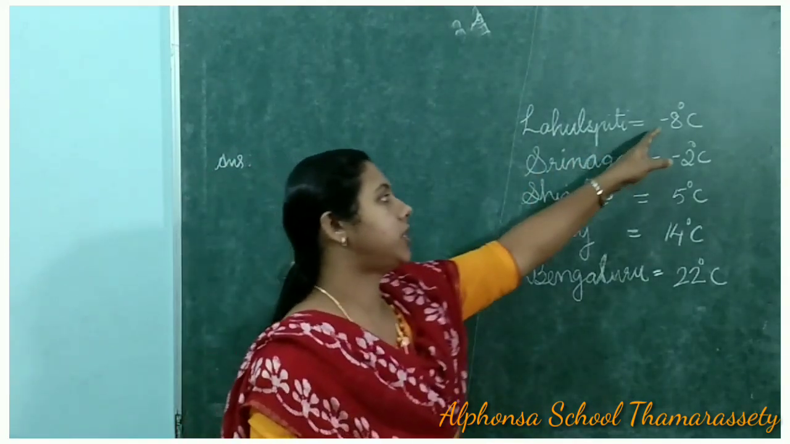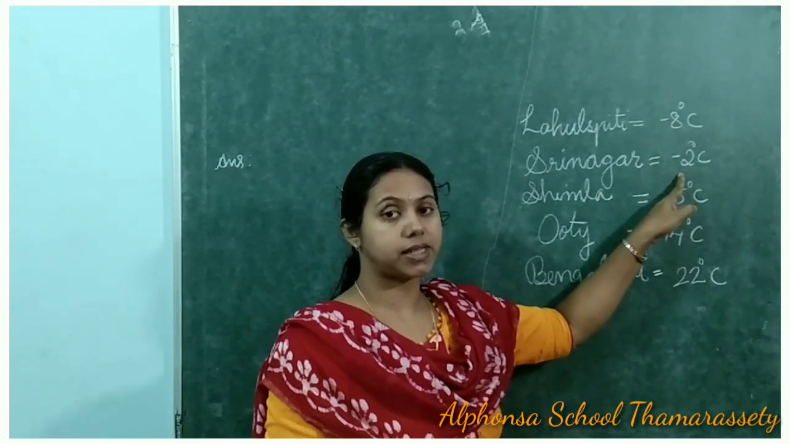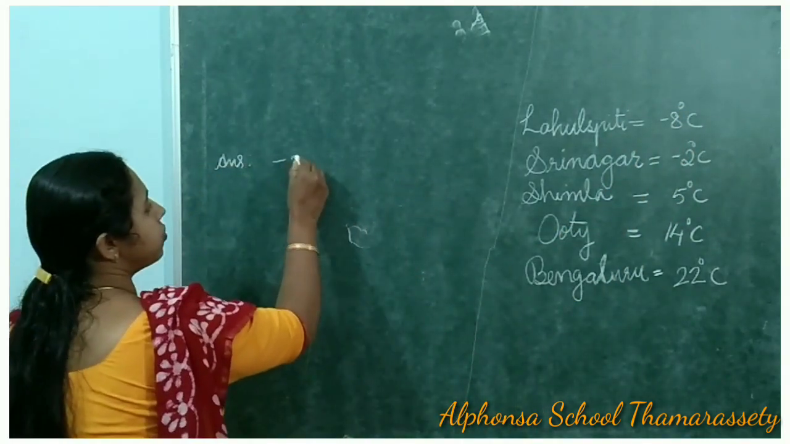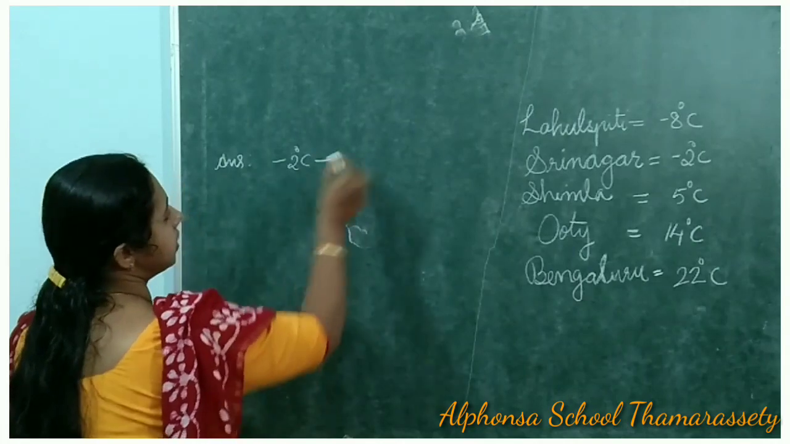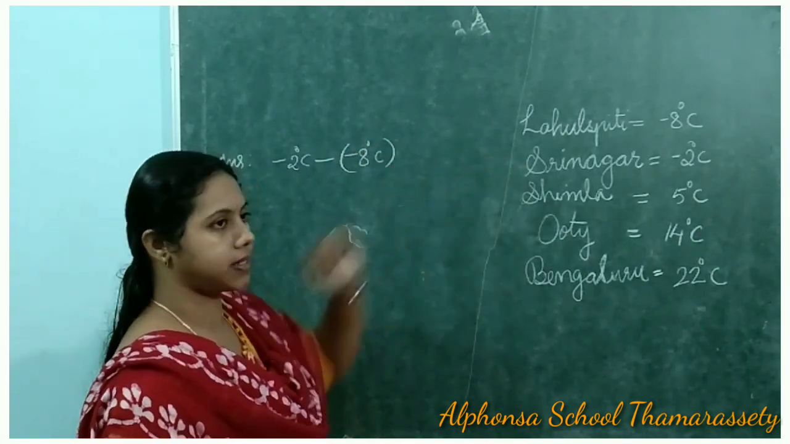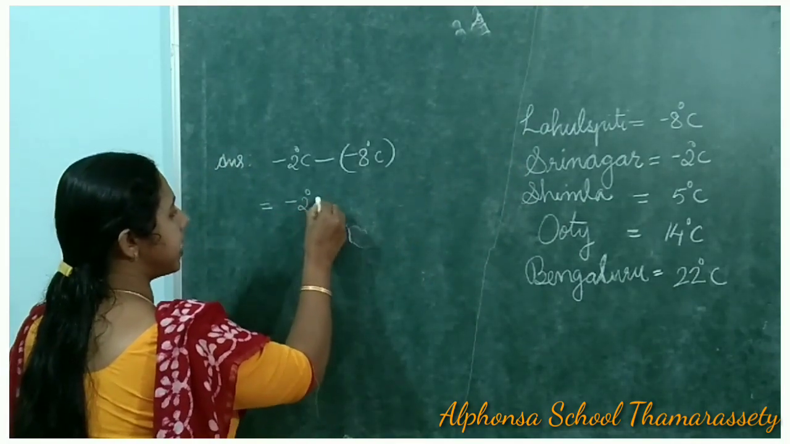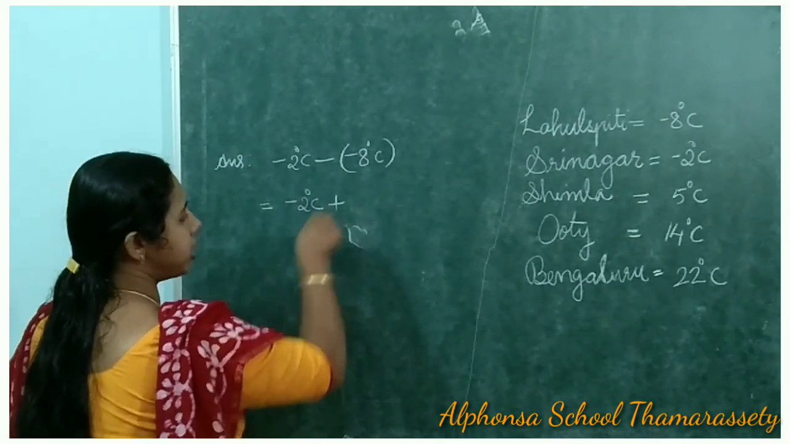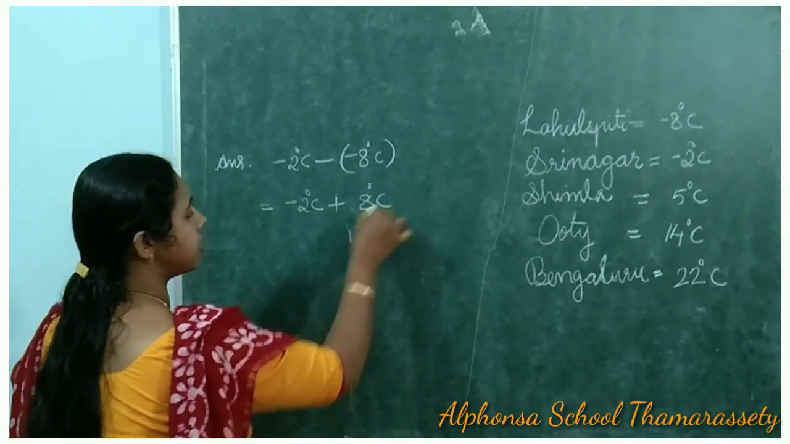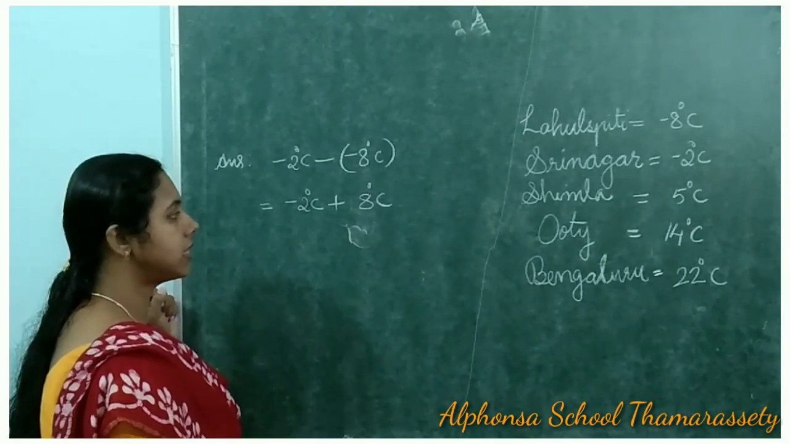In these, which is the greatest number? Yes, minus 2 is greater than minus 8. So minus 2 degrees Celsius minus 8 degrees Celsius, the difference between these two places, is equal to minus 2 degrees Celsius, subtraction changed to addition, the additive inverse of minus 8 is positive 8. So minus 2 degrees Celsius plus positive 8 degrees Celsius.